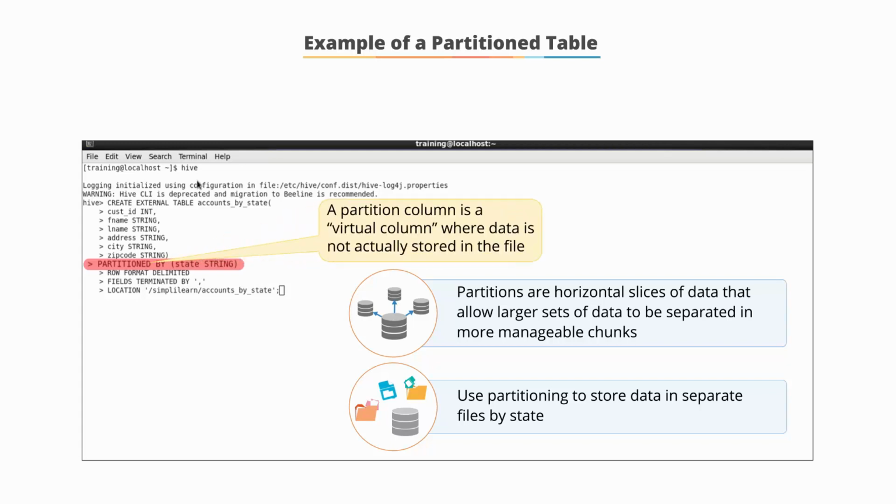A partitioned column is a virtual column where data is not actually stored in the file. In this case, if you had all 50 states represented in your data, you would have 50 separate partitions, each of which could be queried independently and directly.